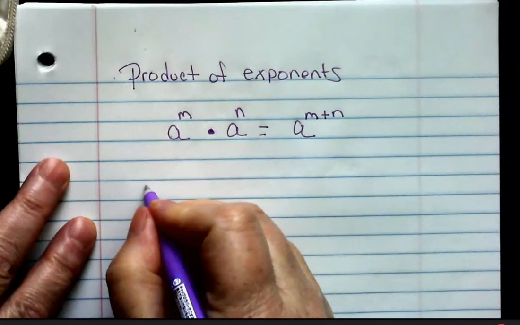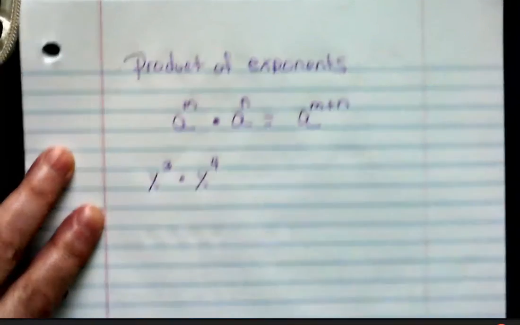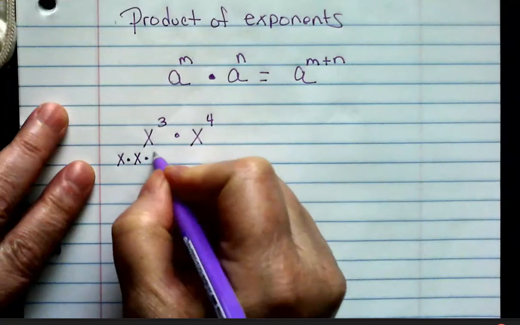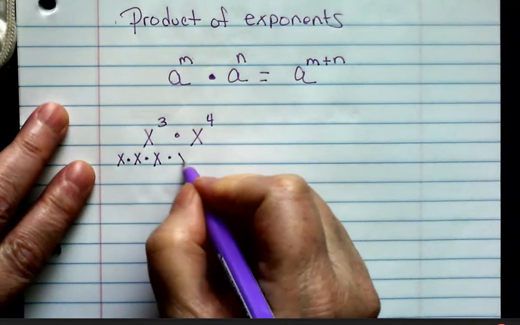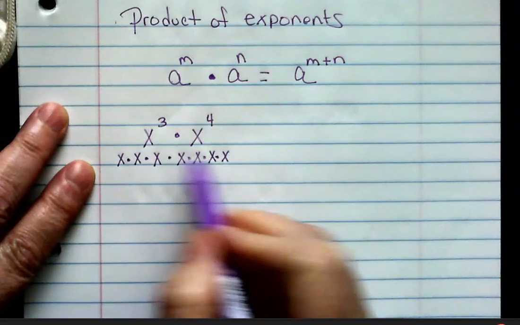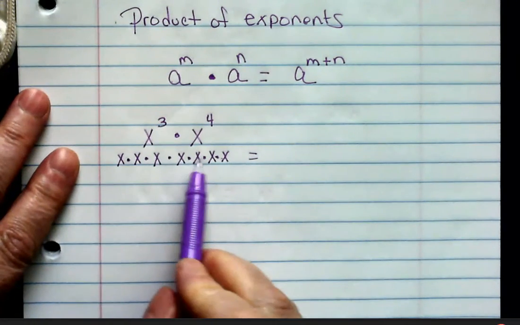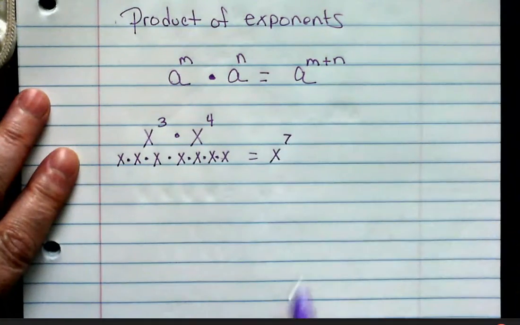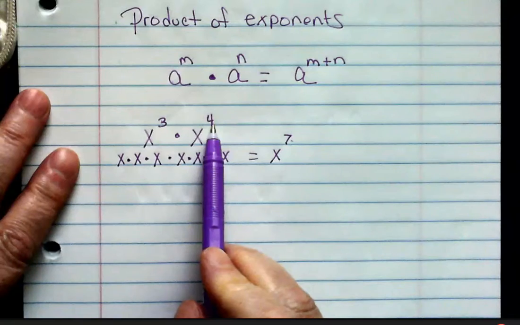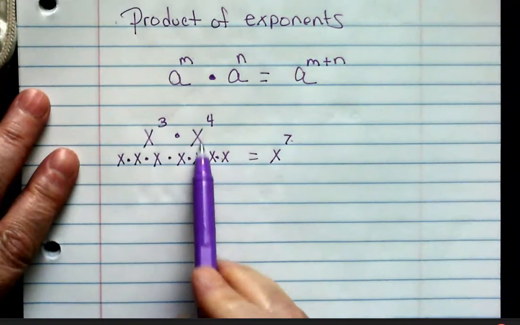Let's say that I had x to the 3rd times x to the 4th. Now, x to the 3rd is x times x times x. X to the 4th is x times x times x times x. And then I'm also multiplying these two together. So, how many total x's do I have? 1, 2, 3, 4, 5, 6, 7. I have 7 x's. What's 3 plus 4? 7. So I don't want to do that, especially if that was 20 and 30. I wouldn't want to write those down. I just know that if the bases are the same, you add your exponents.